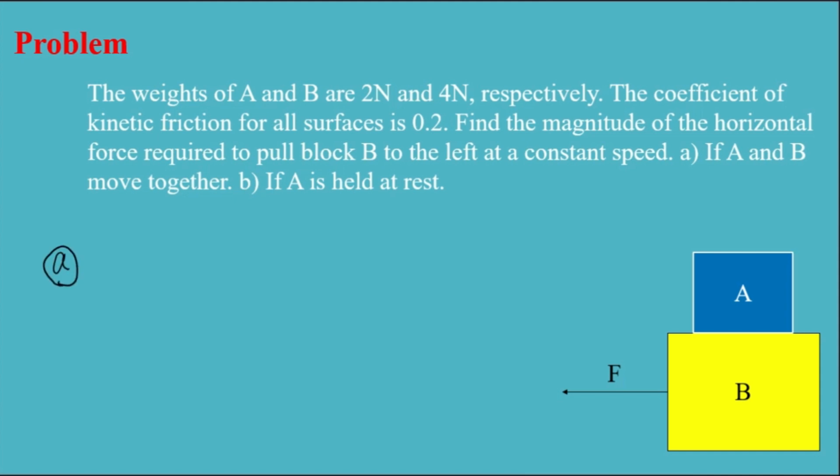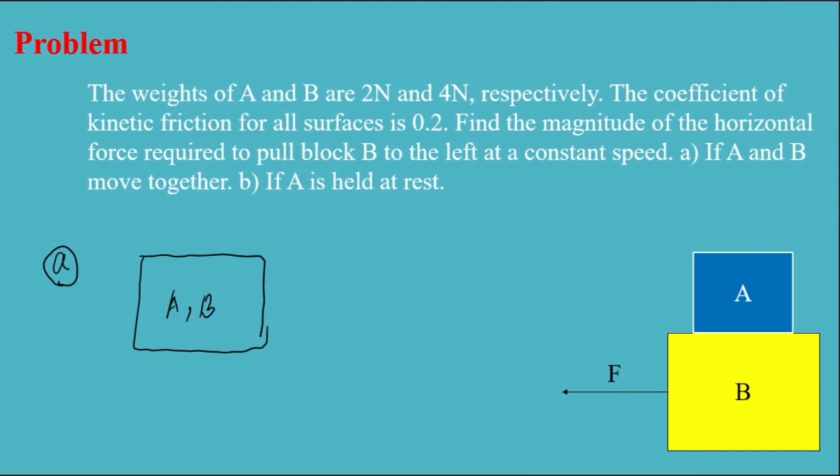I'm going to draw the free body diagram. It says A and B move together, right? So I'm going to assume A and B are like one block. So it's like I have a big block right here and they move together. So this one is like A and B, right?